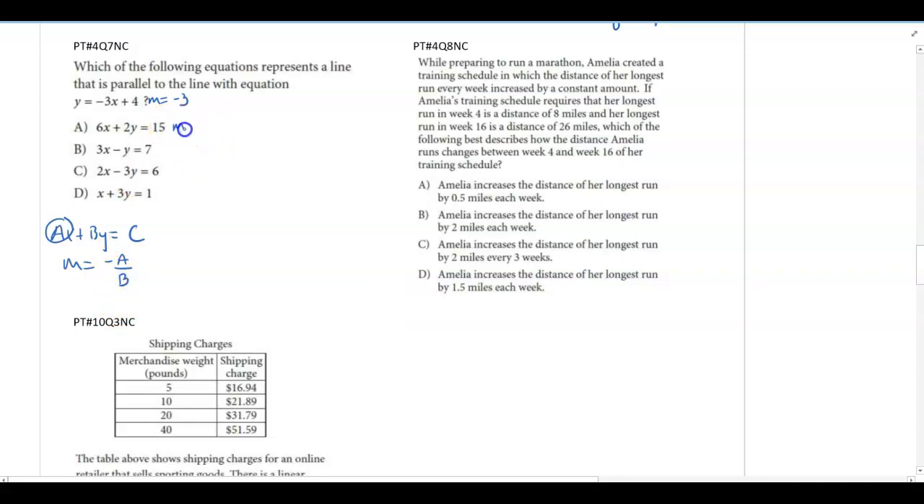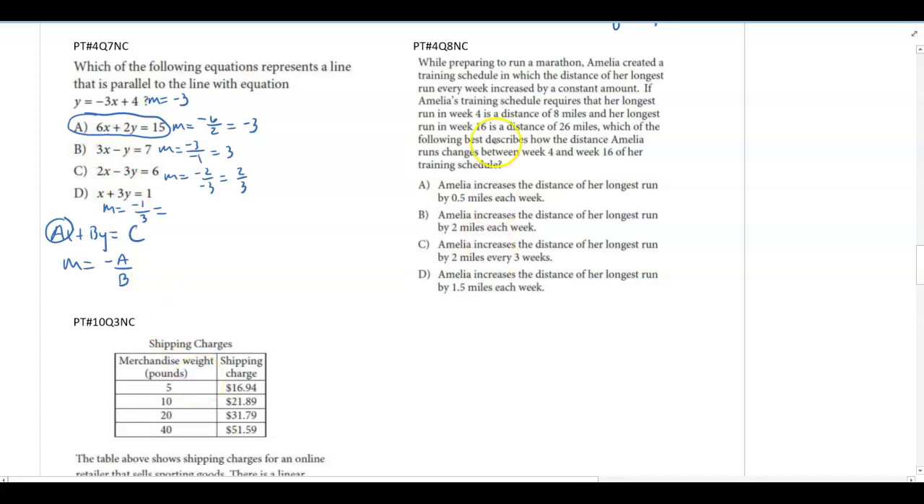So right away, for the slope of this line, what's the opposite of 6? -6 over 2 would give me -3. Right away, that ends up being the answer. But for each of the other lines, that would be -3 over -1, which is 3. This would be the opposite of 2 is -2 over -3, which is 2/3. This would be -1 over 3, which is -1/3. So A is the only answer.